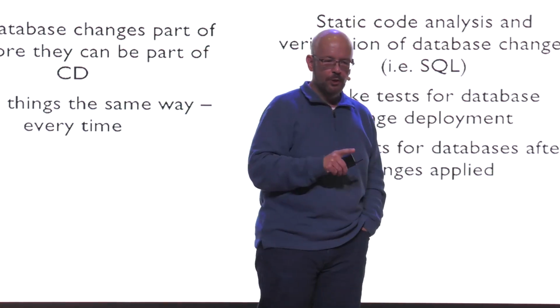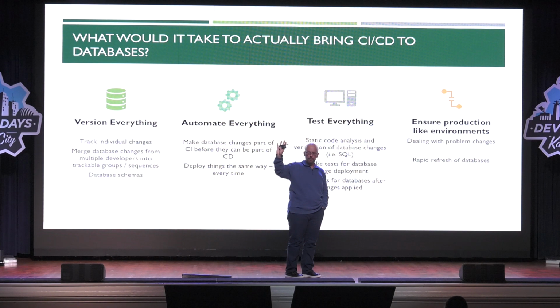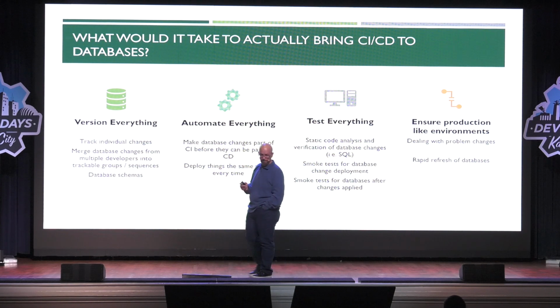Cool. So there are 4 basic things. If you're going to start down this journey, there are 4 things that you need to think through as you're designing a solution for bringing databases into the CI/CD flow. You need to version everything, automate everything, test everything, and remember, these are really stateful things that we're talking about in the form of relational databases. So that bit about ensuring production-like environments becomes really important.